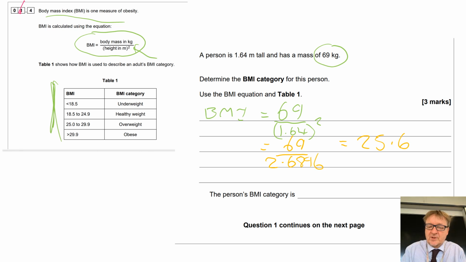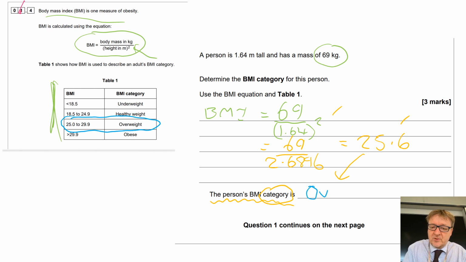25.6. Okay, so what you've got there is a mark for your calculation, a mark for your answer, and then the bit that people forget about is the person's BMI category, right? And often what people will do is they'll write in the number there. Right, it's not asking for that, it's asking for the category. Okay, so the category, you go over to this table on the left hand side here, you look at 25.6, which is in that one there, and so what you'll do here is write in overweight, okay, because that is then the category.